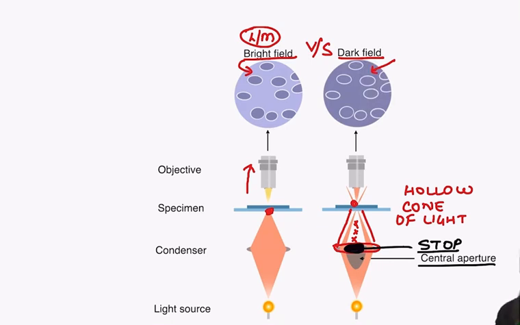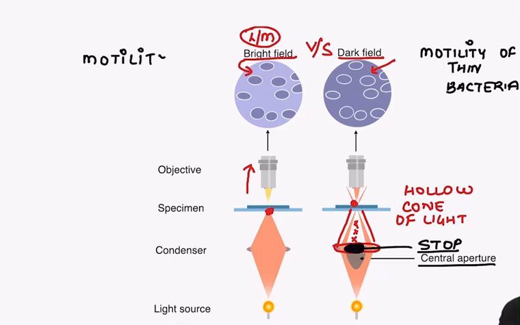Repeating once again, and this is going to be your take home message, whenever you want to see the motility of very thin bacteria, you are going to use the dark field microscope, because they will ask you if they don't add all of this. If they say, I just want to see the motility of bacteria, then even your light microscope is good enough.